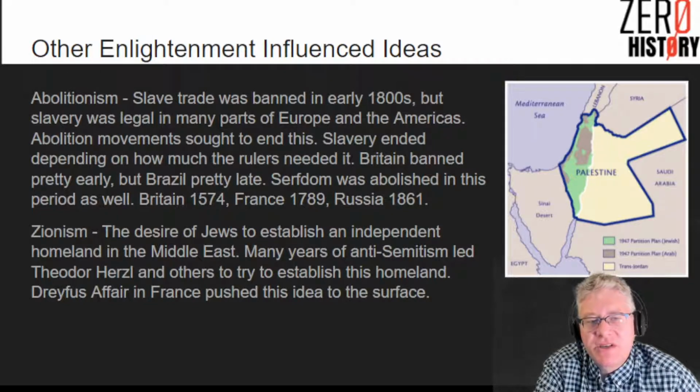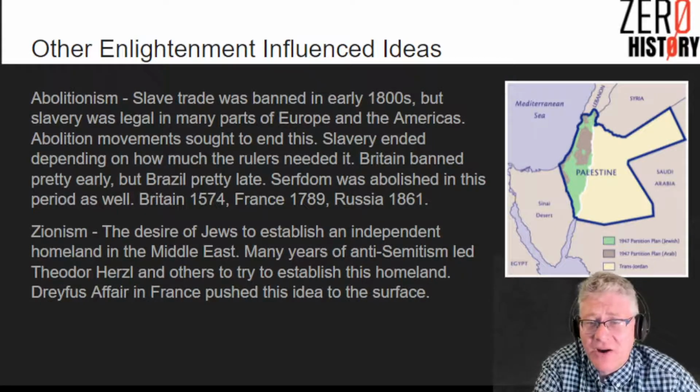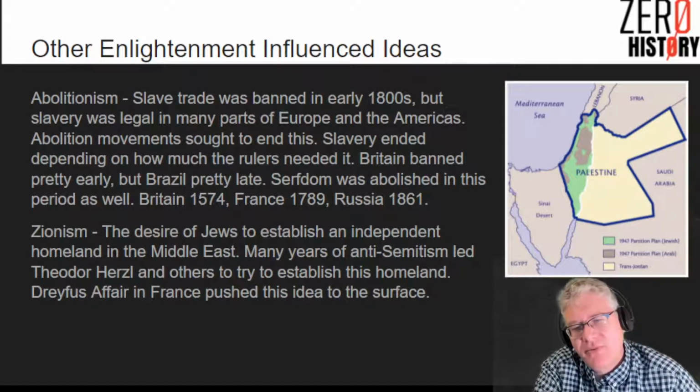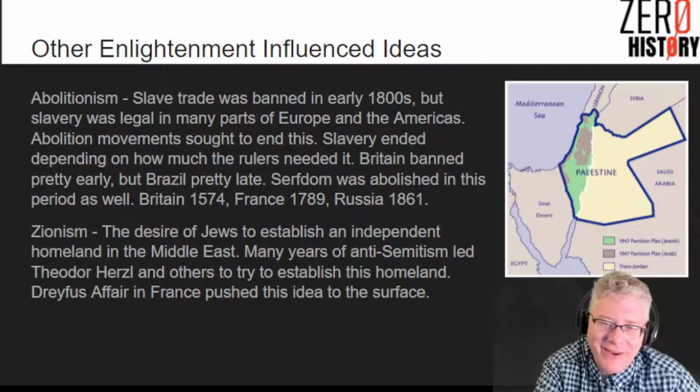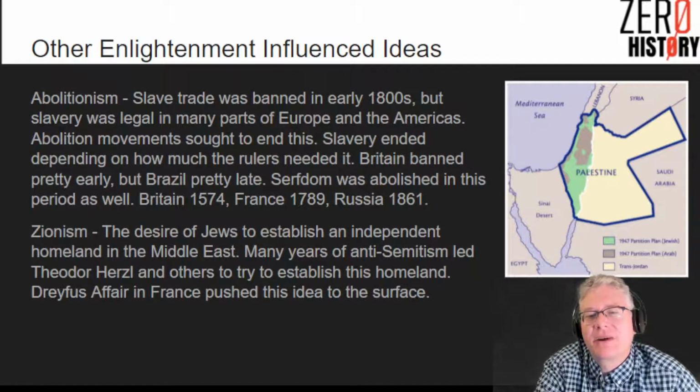Serfdom was also abolished in this period as well. Most of it's pretty early, like Britain in 1574. France is 1789, which is the revolution, but there weren't really a lot of serfs in France at that point. Most of them had already been freed. Still, that's the formal end of it. Russia, then, of course, as we mentioned before, is real laid back about getting rid of serfdom. Catherine the Great, of course, famously after the Pugachev Rebellion, just reinforces it a lot. But finally, in 1861, Russia's like, yeah, maybe we don't need this medieval stuff with the serfs that we have. So they ban it in that time period.